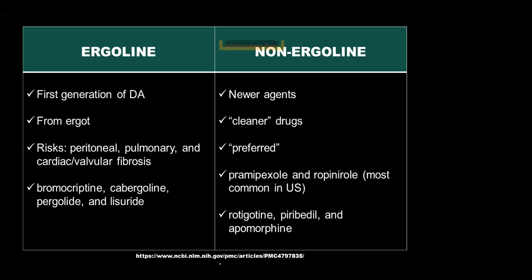On the other hand, the newer agents or the non-ergoline agonists bind only to D2 and D3 receptors, so they are preferred as the cleaner drugs, while they preserve a modest pharmacodynamic interaction with other receptors. So the drugs that are commonly used are pramipexole, ropinirole, apomorphine, and rotigotine. Next.